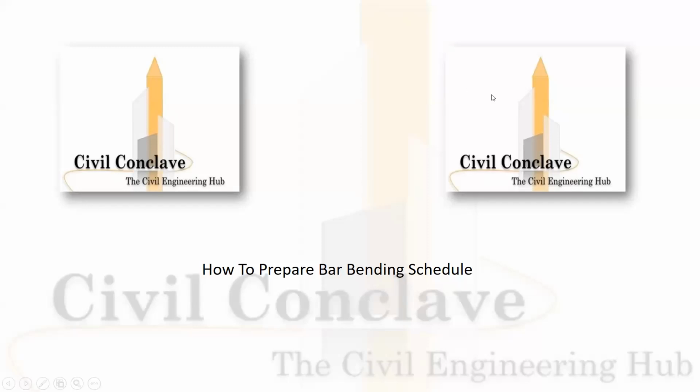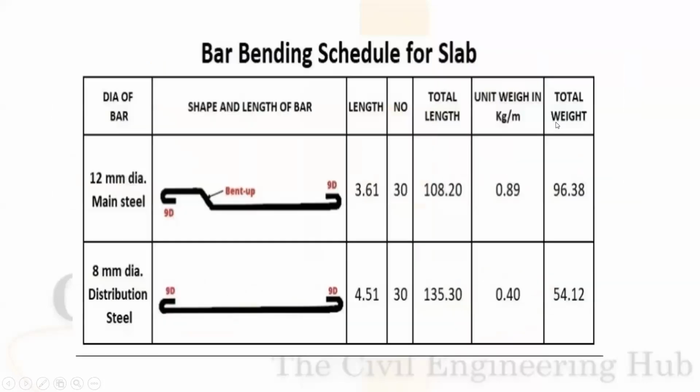Today we discuss how to prepare the bar bending schedule in detail. This is the methodology of creating the bar bending schedule, wherein the first column will be the dia of the bar, the second column will be the shape and length of the bar, the third column will be the length, the fourth column will be the number, the fifth column will be the total length, the sixth column will be unit weight in kg per running meter, and the seventh column will be total weight.